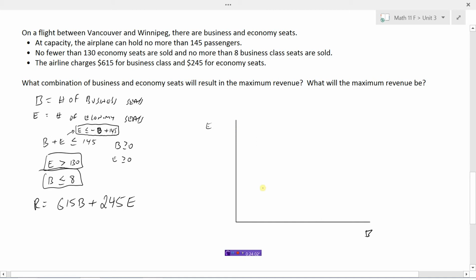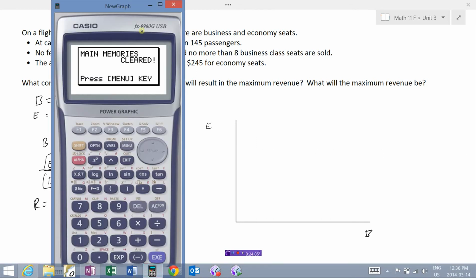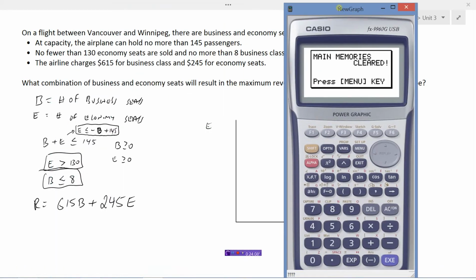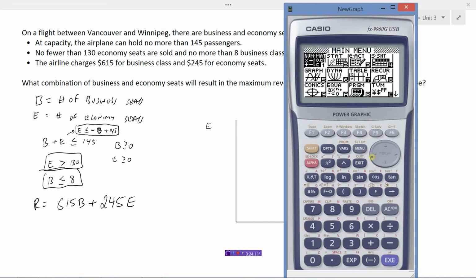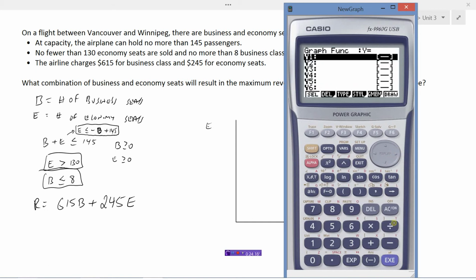So sometimes we might want to make use of graphing technology. And so I've popped up the calculator here, and I'm going to actually enter these in. So I'm going to graph them. My first one I'm going to put in here is E is less than or equal to negative B plus 145. The graphing calculator always just has Y or X, but we understand that Y is really E, the number of economy seats, and X is really going to be B, which is the number of business class seats. So I'm going to enter this in here.